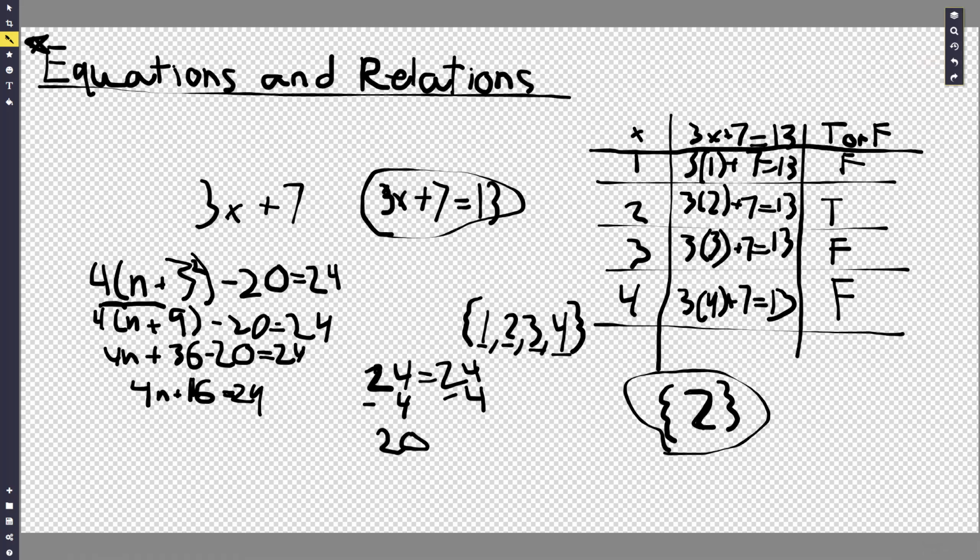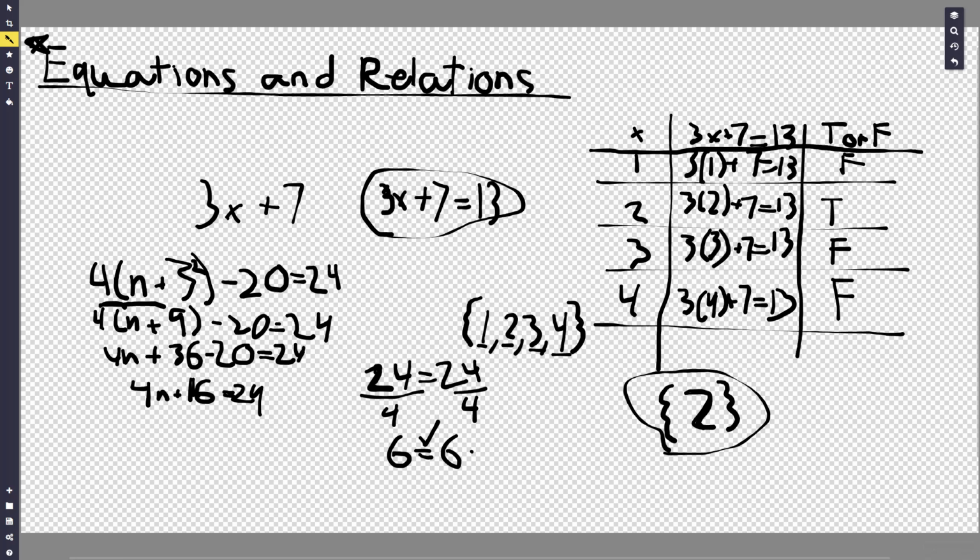So let's try with something else. What if I want to make this side 6? So we can divide this by 4. And remember what I said, if we do something to this side, we have to do it to this side. So if we divide both sides by 4, we get 6 is equal to 6.